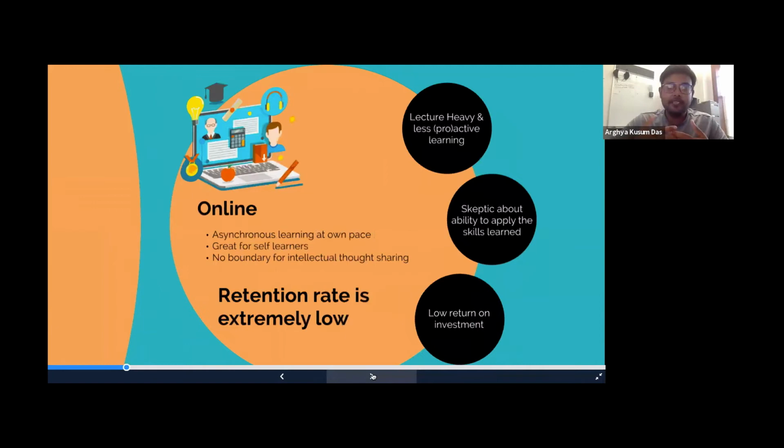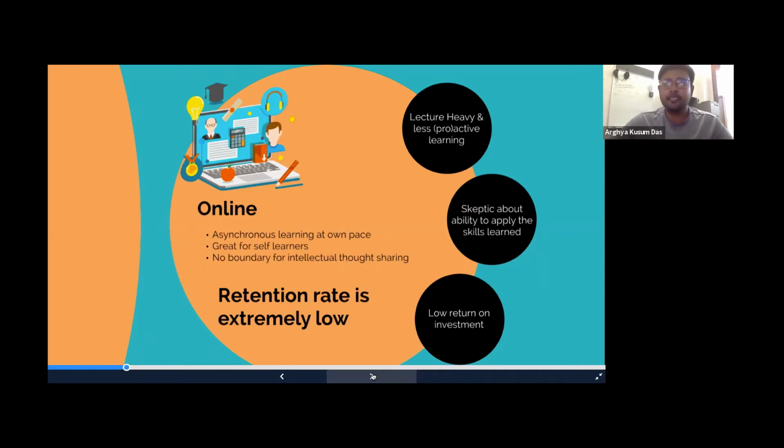Online education has alleviated some of these problems, but most of these online courses are very much lecture heavy. That means there is not much proactive interaction between teachers and students, not much hands-on, and also many people are skeptical about the ability to apply the skills learned.